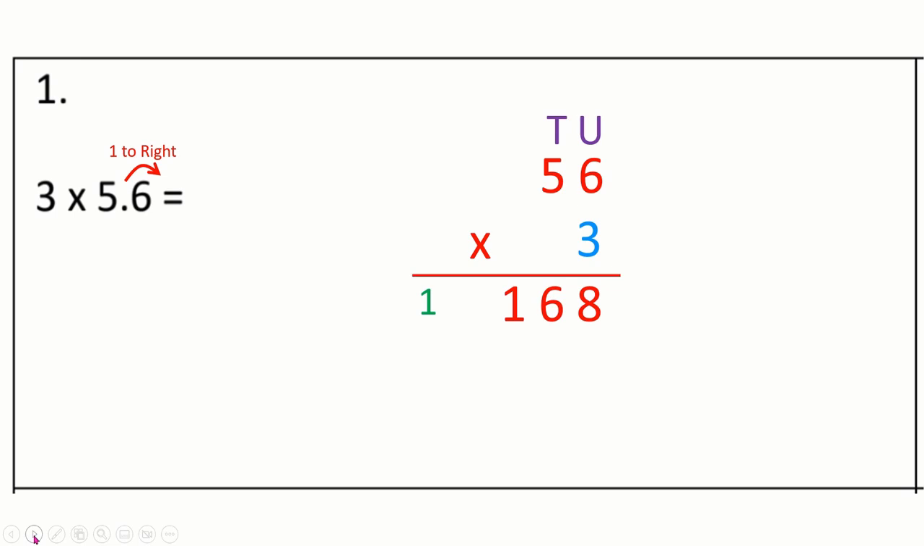But that is 10 times too big because our calculation was 3 times 5.6. So all we have to do to that number, 168, is make it 10 times smaller. So to do that, we're just going to take our decimal point back one place to the left. So the answer is 16.8.